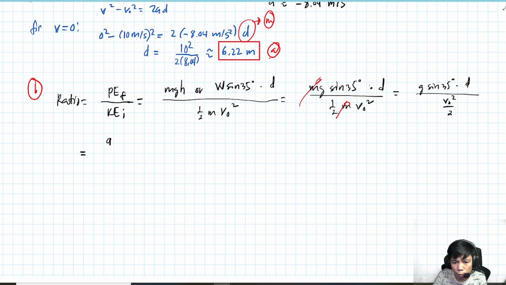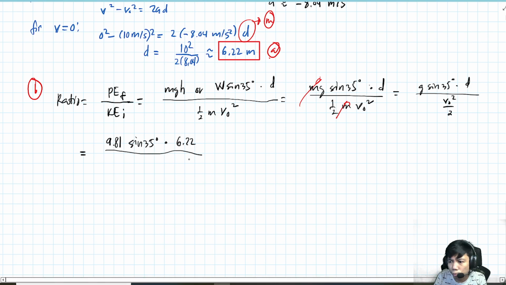So, lagay natin everything in this expression. Yung g natin is 9.81 meter per second squared. Lahat naman naka-basic units or SI units na, so ibig sabihin, you don't have to include the units. Magka-cancel na naman yan, and ratio, so wala siyang unit. Kasi yung units ng PE and KE, kung both naka-SI yung mga variable dyan, magka-cancel lang, parehas na units of energy na joule. So sine 35 degrees times yung distance natin, 6.22 over initial velocity 10 squared over 2.